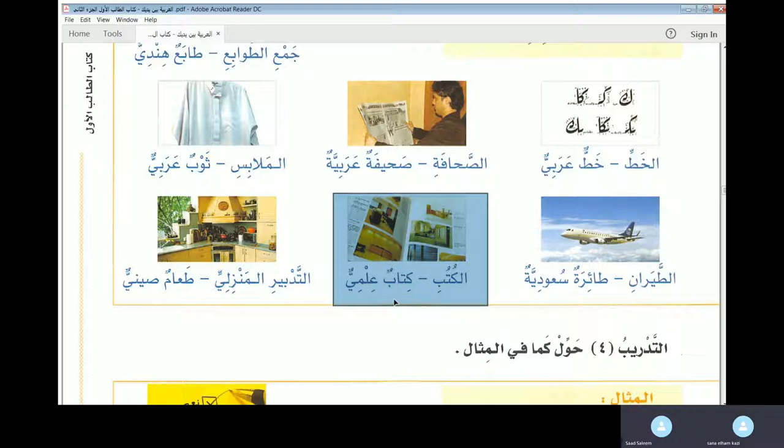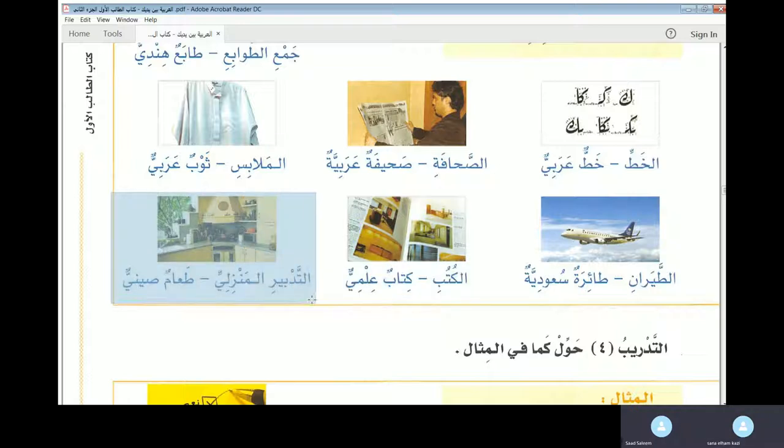هذا كتاب علمي. This is a science book. Okay. Kitab is singular, right? Yes, kitab is singular and kutub is plural.